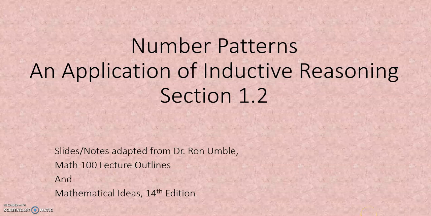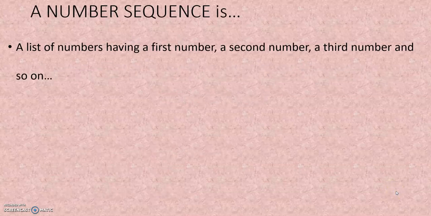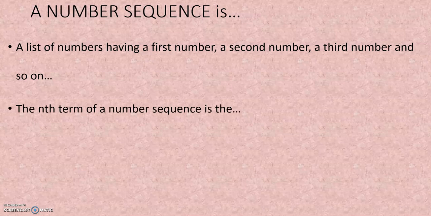Section 1.2, Number Patterns. A number sequence is a list of numbers having a first number, a second number, a third number, and so on. The nth term of a number sequence is the last number in the sequence.